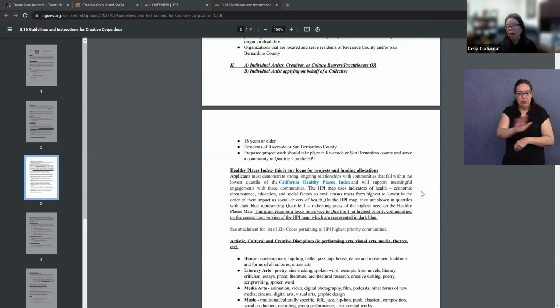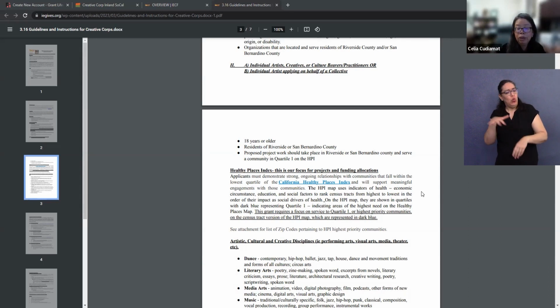Because a lot of times, if you have had a chance to take a look at the California Healthy Places Index, it does identify several factors wherein economic circumstances, education, and social factors such as transportation, health, and access are things that they take into consideration when it determines which communities are in the lowest quartile.